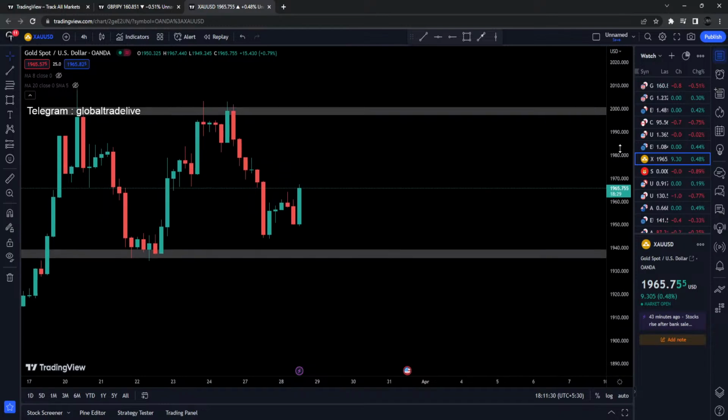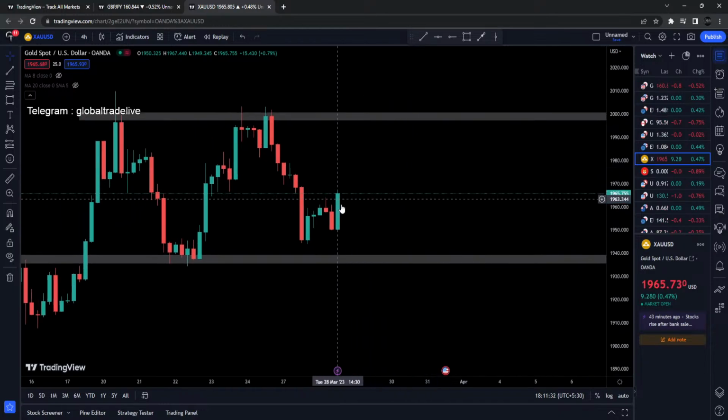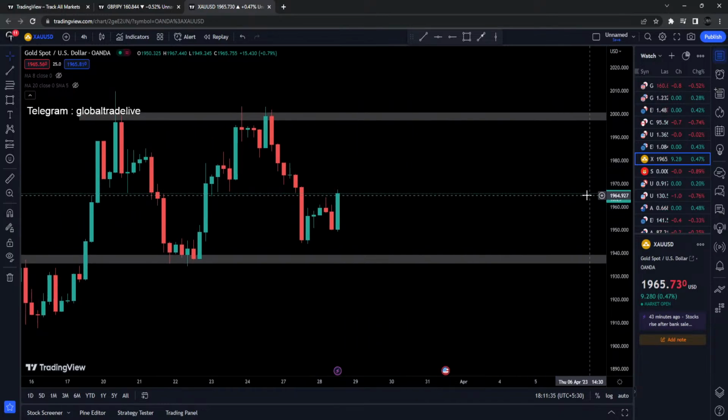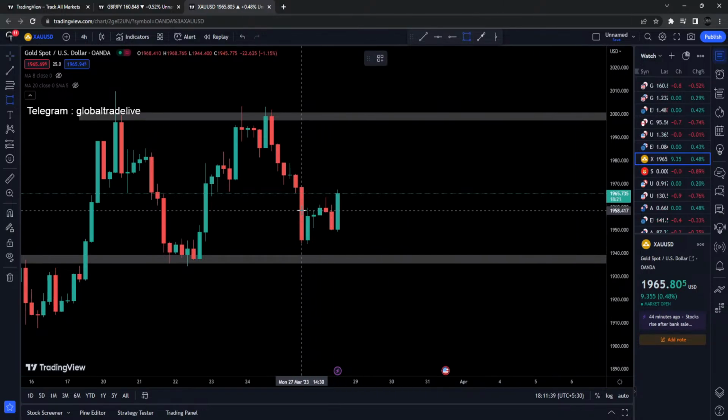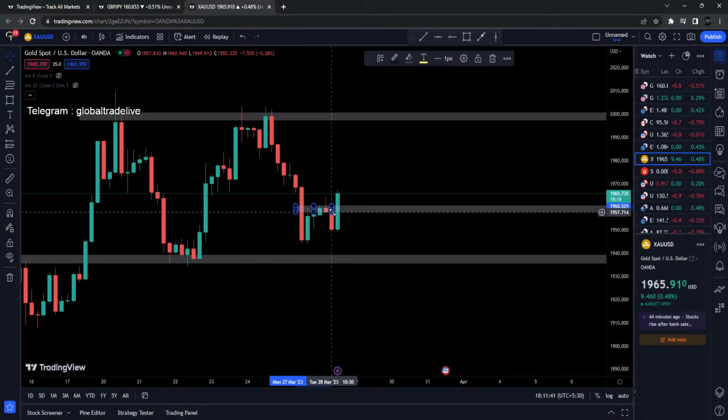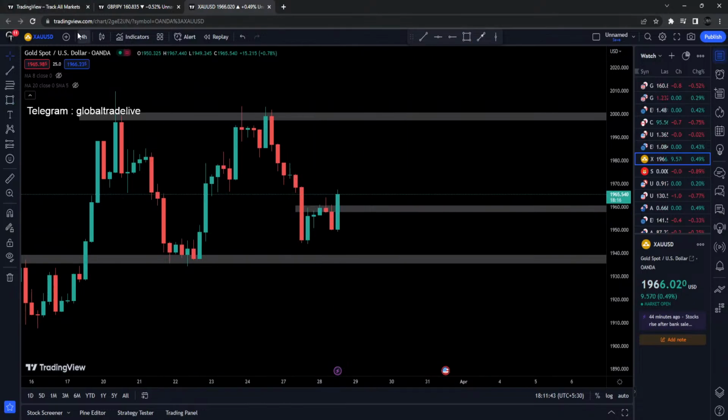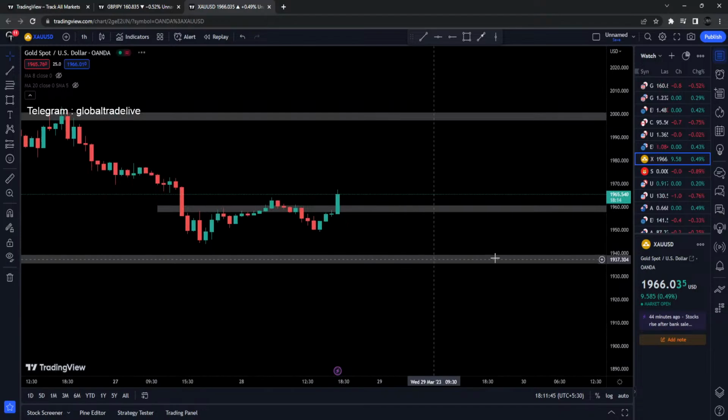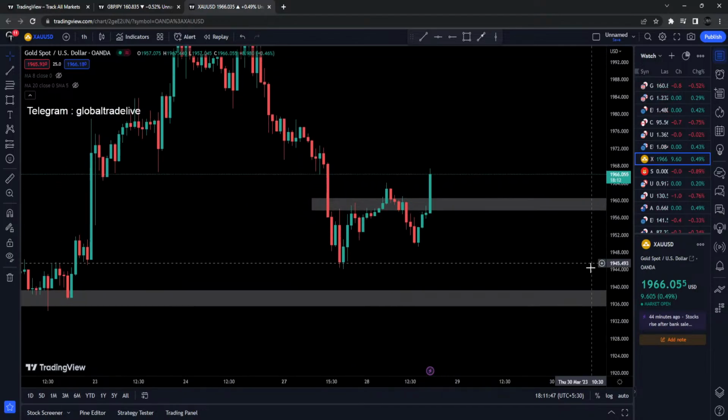So I'm not gonna just jump in the trade in the last 18 minutes of the 4-hour candle. I'm just gonna wait for the current 4-hour candle to close, and after that I'll see whether I can really take a trade or not. But before that, I'm gonna just draw some levels over here.